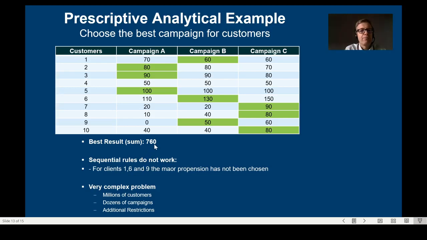This is the maximum amount of propensity, and it didn't choose campaign A with 70 for customer 1, or, for example, for customer 6 the propensity 150, because I have a restriction that a campaign can only be chosen 3 times. And this is a very simple problem. I could probably have done it without prescriptive analytics, but if I have millions of customers, dozens of campaigns and a lot of additional restrictions, the problem is very complex. This is why, for this kind of problem, I need prescriptive analytics that is going to give me the better use of my resources.